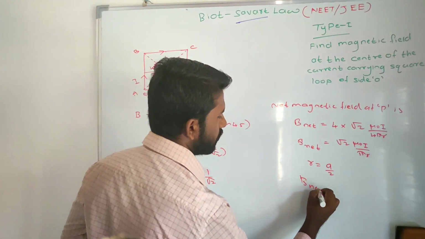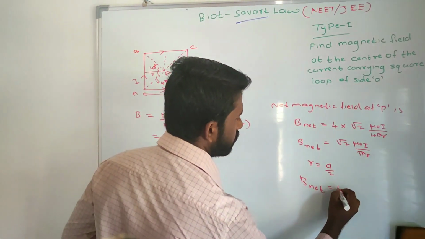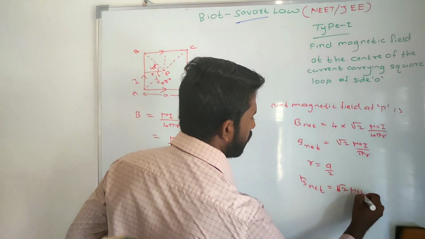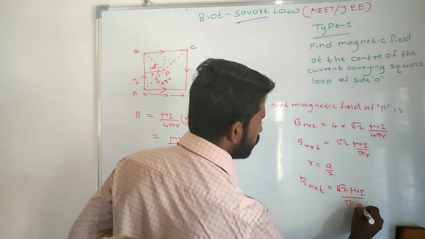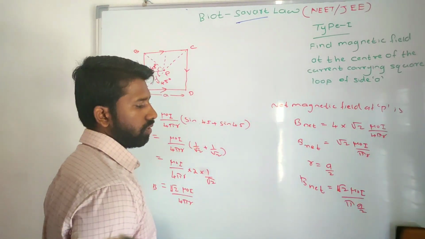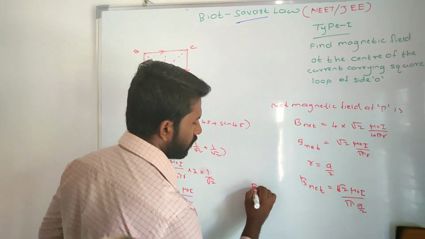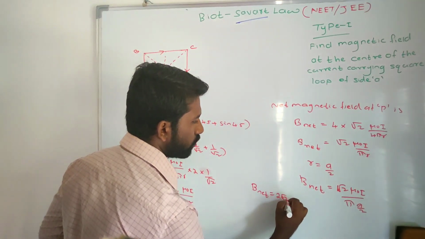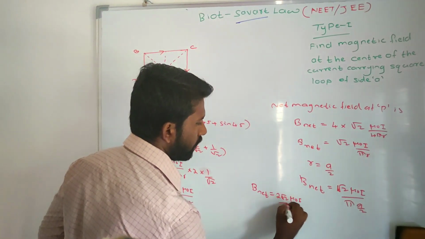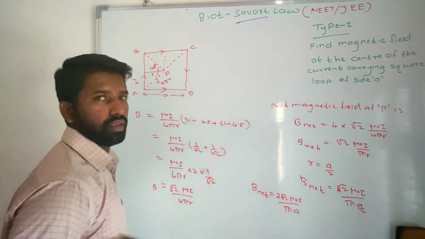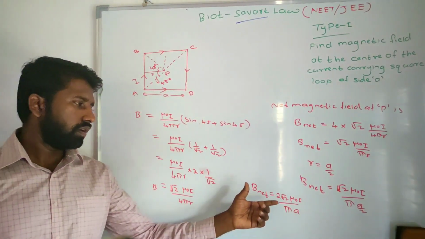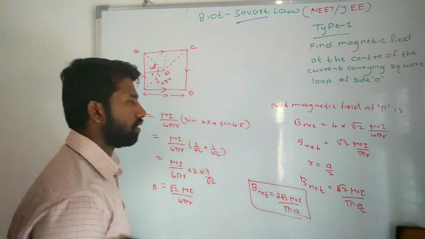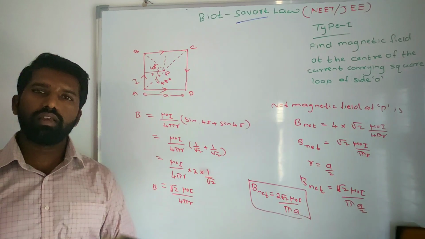So B net is equal to what you will get? B net is equal to root 2 mu 0 I by pi into A by 2. This 2 will go to the top. So the net magnetic field at the point P is equal to 2 root 2 mu 0 I by pi A. Okay, this is the magnetic field at the center of a current carrying square loop.